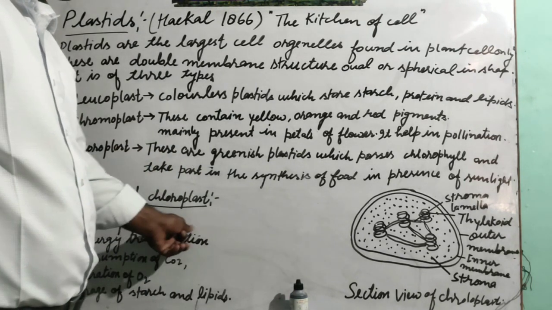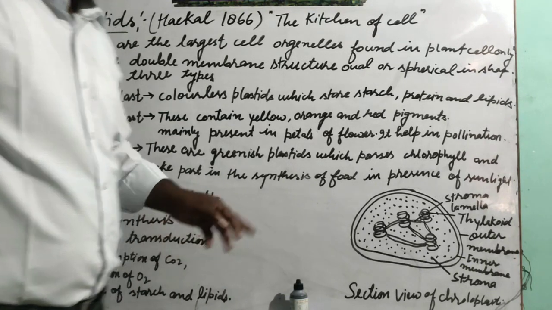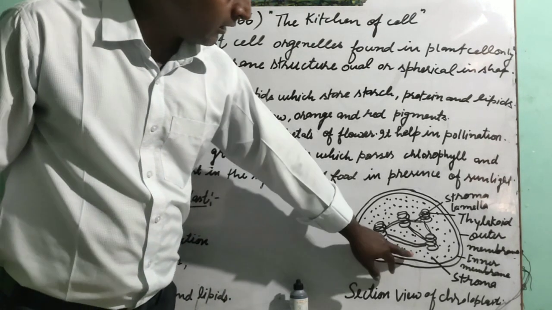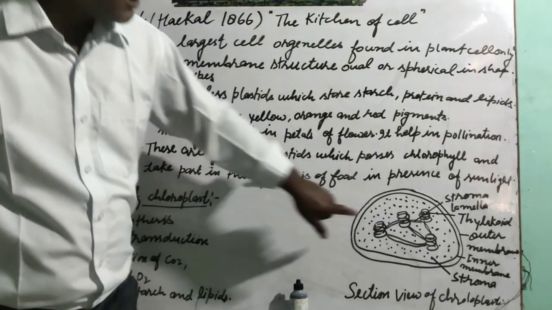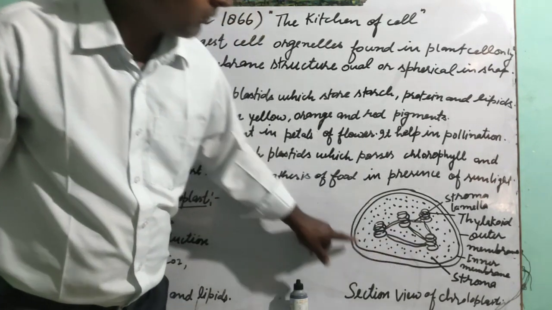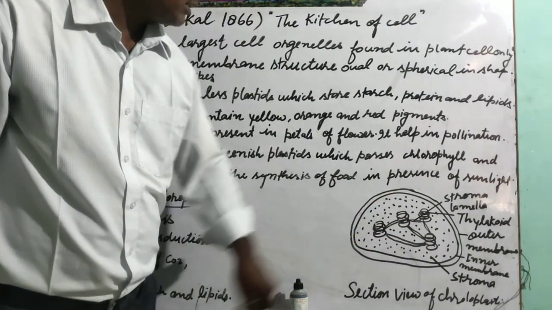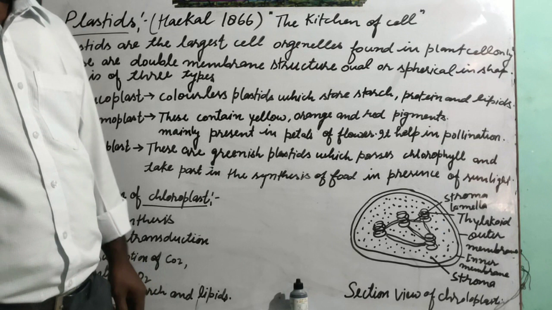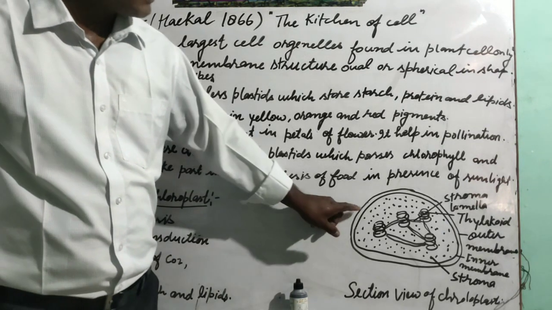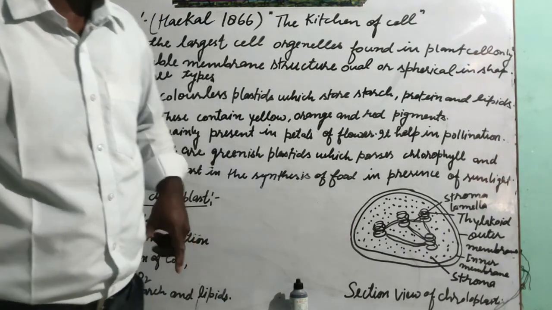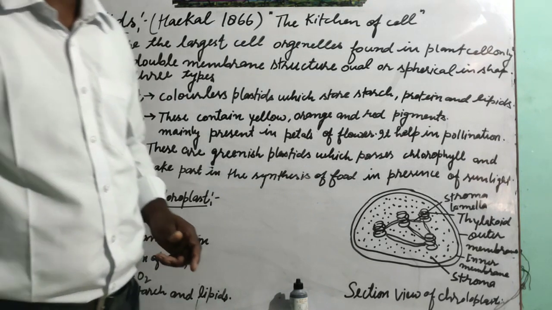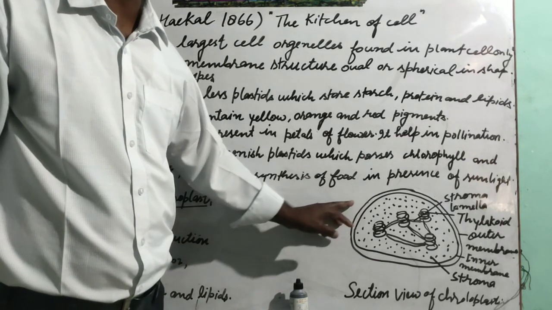This photosynthesis is a very important term. In this chloroplast, there are 70S type of ribosomes. We will discuss 70S and 80S type of ribosomes when we study the topic ribosomes.